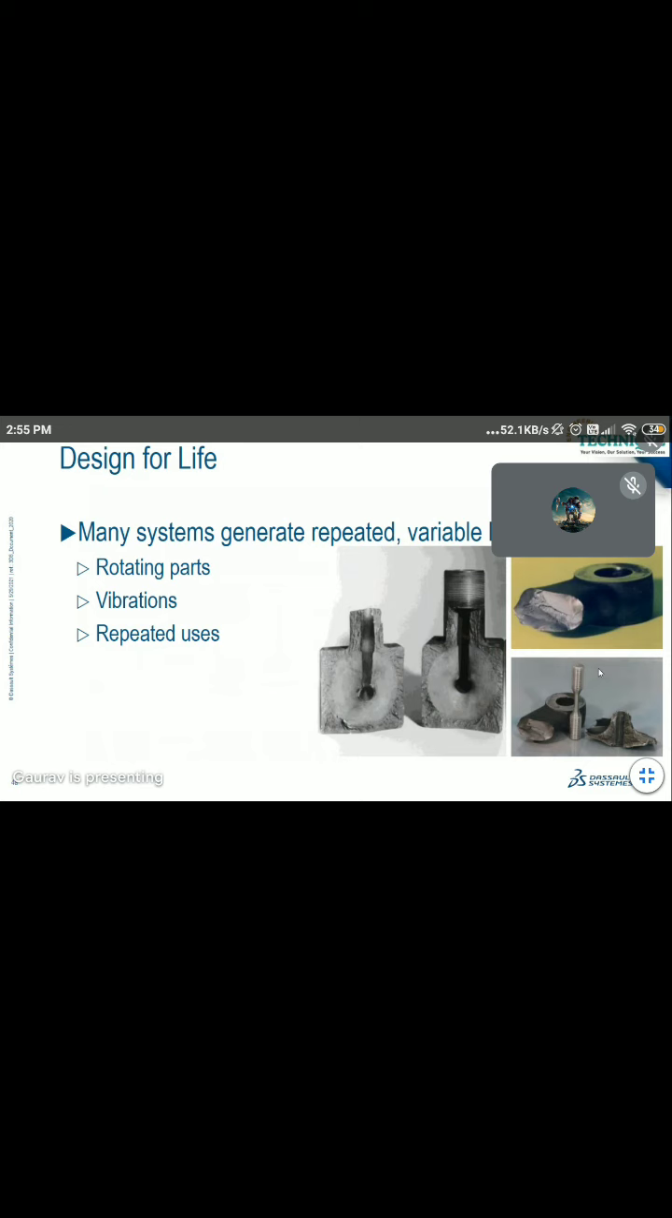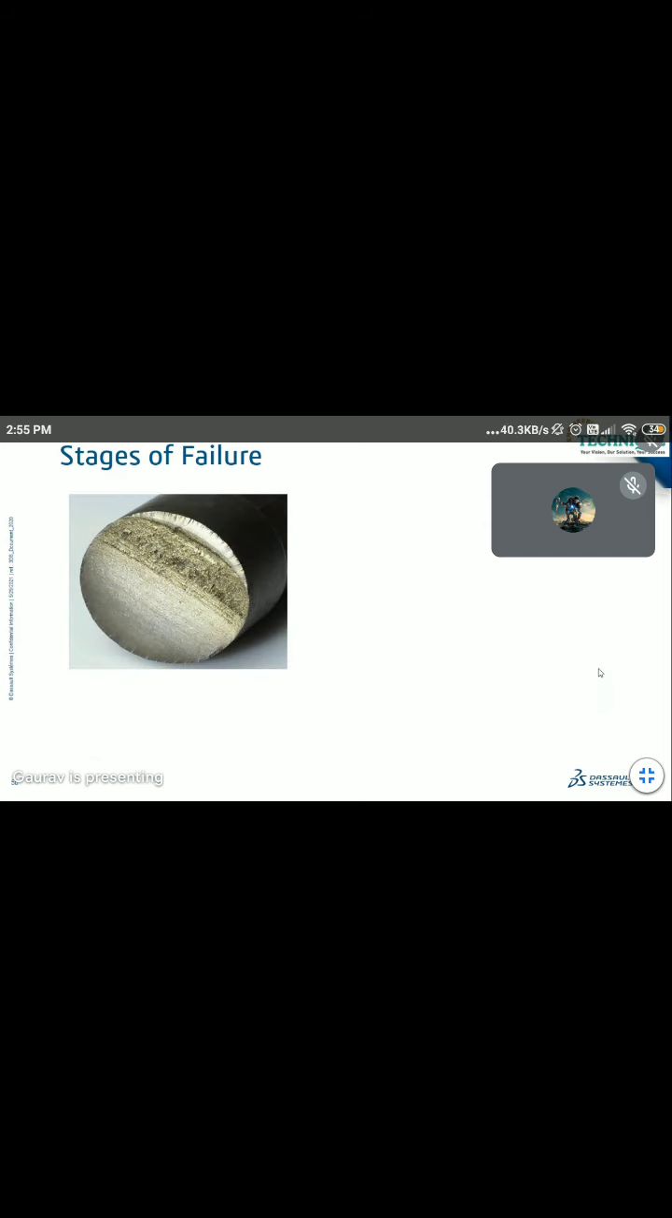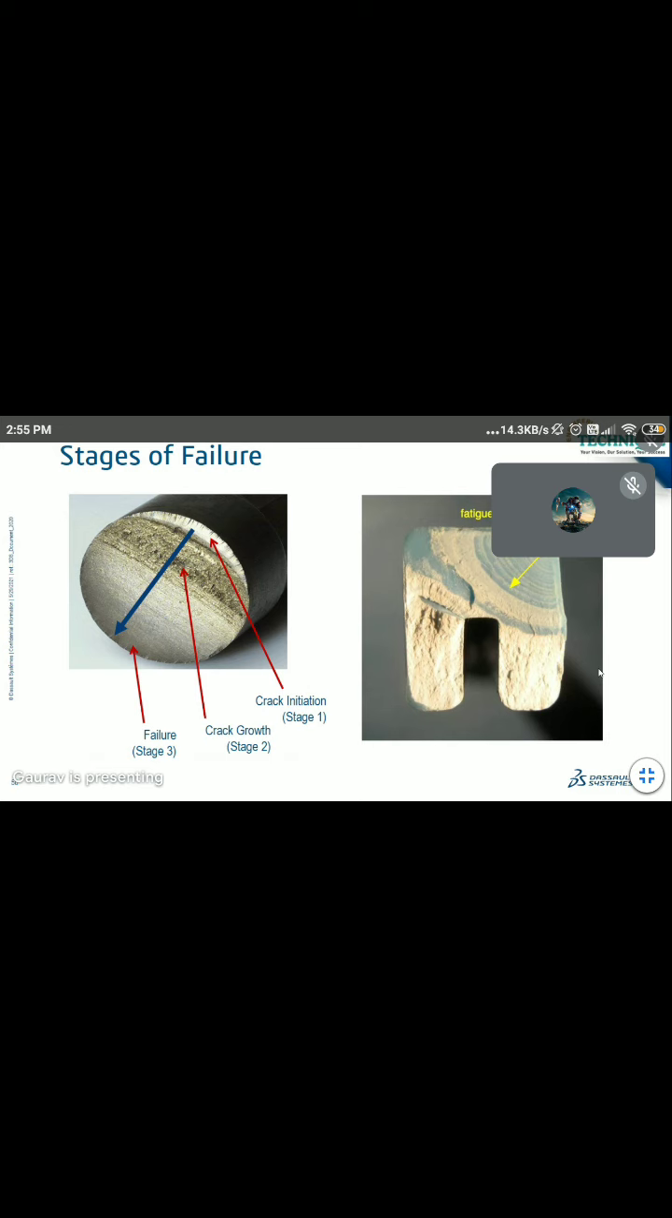correct? So many systems generate repeated or variable loading, right? So the products you are designing in your company, in your startup, would be having rotating parts, vibrations, and so on, correct? So how to deal with that? So this is a simple theory of how the failure occurs: the crack initiation, crack growth, and finally it fails, right?